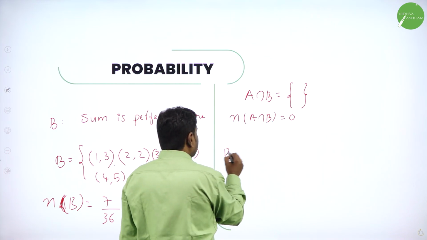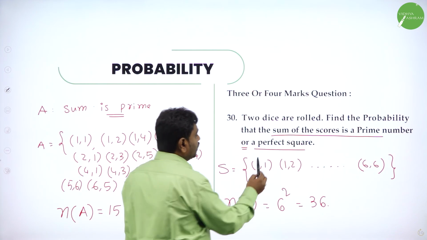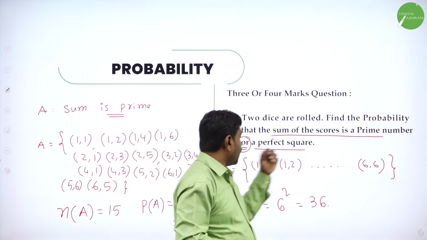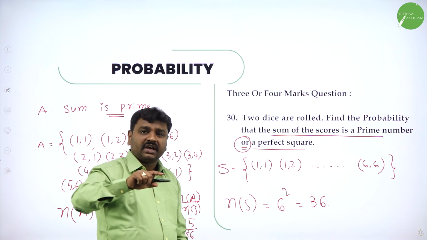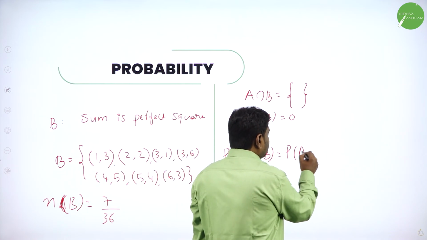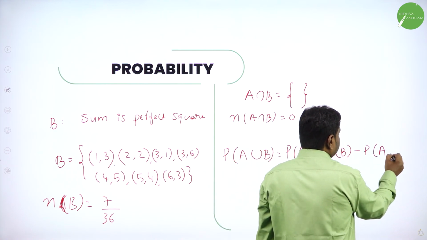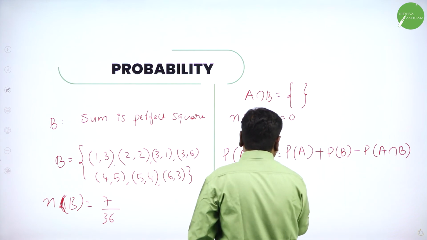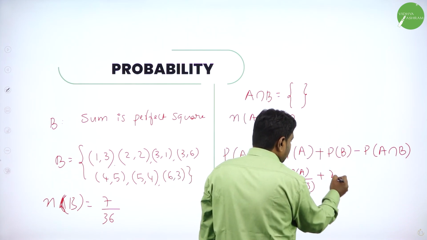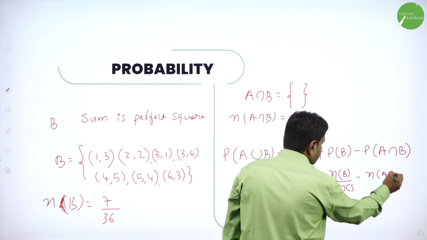Now they want P of A union B. When you read the question, they want R. So what is the probability that it's a prime number or perfect square? P of A or B. A or B means what? P of A union B. What is P of A union B? P of A plus P of B minus P of A intersection B. You know P of A is what? N of A by N of S plus N of B by N of S minus N of A intersection B by N of S.